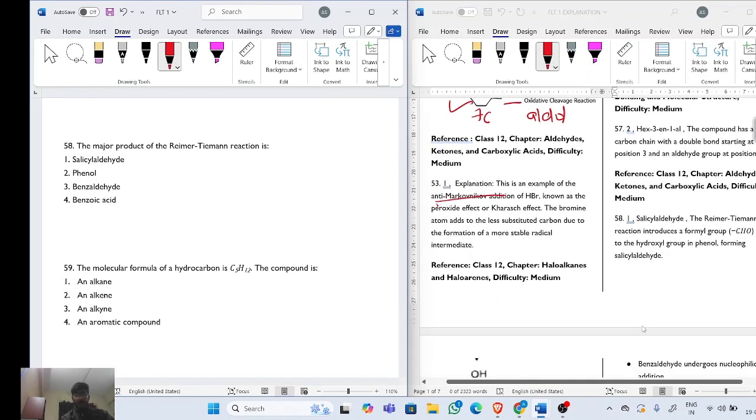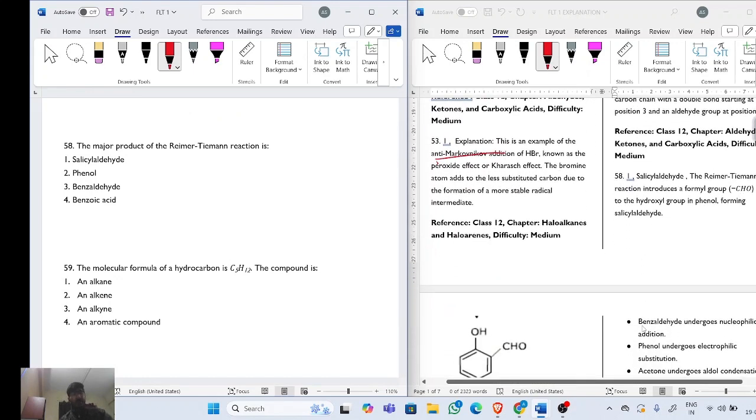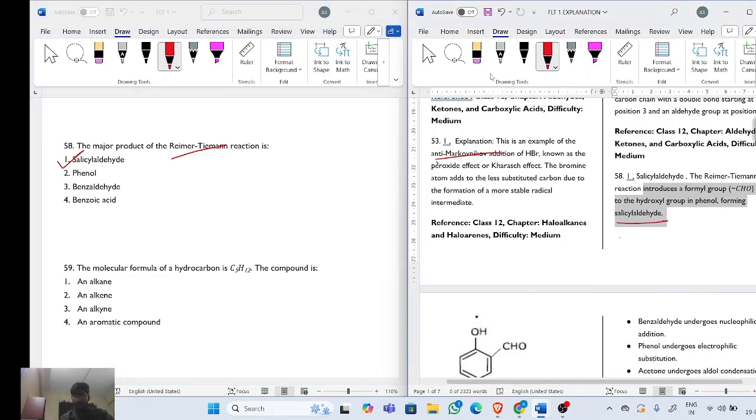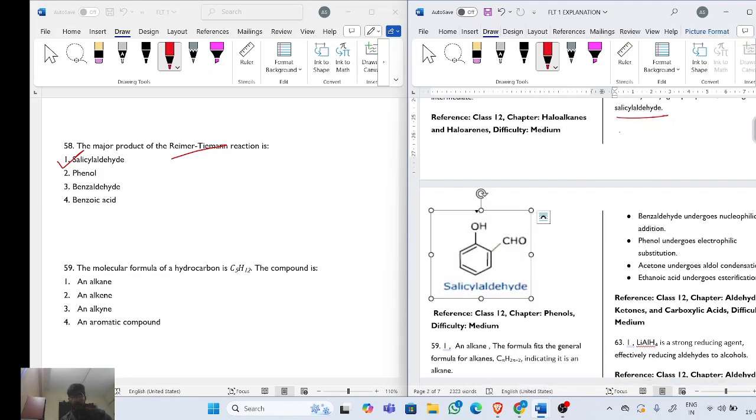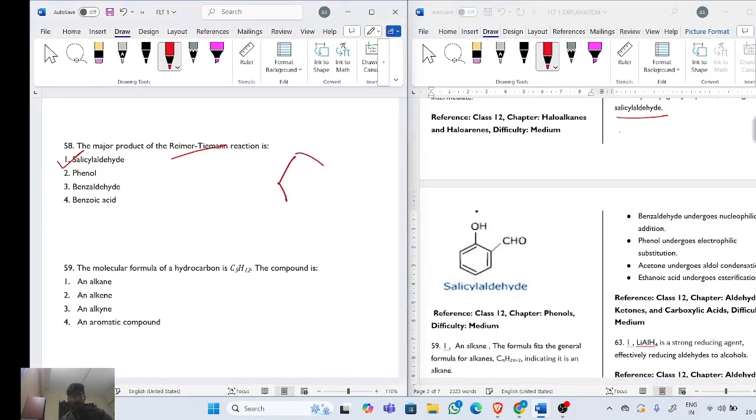Now question number 58. The major product of the Reimer-Tiemann reaction is... So we know the Reimer-Tiemann reaction is a very common reaction, and the major product is salicylaldehyde. The Reimer-Tiemann reaction introduces a formyl group, CHO, ortho to the hydroxyl group in phenol, forming salicylaldehyde. Just a second. The structure of salicylaldehyde is given here. I am just drawing it as well. This is the structure, OH and CHO. This is the structure of salicylaldehyde.